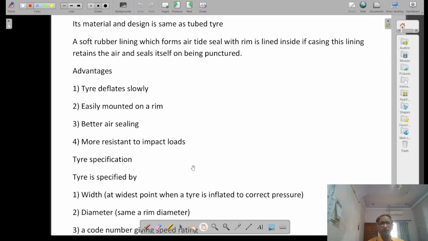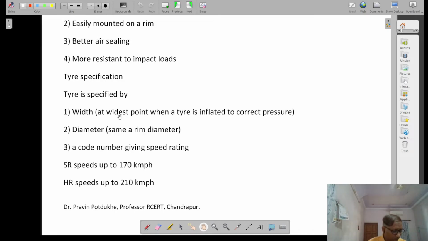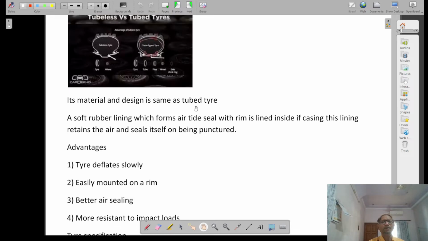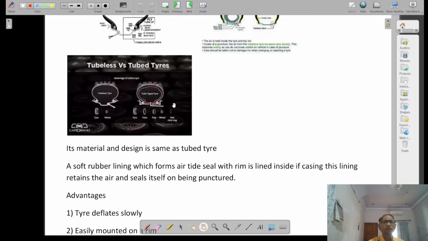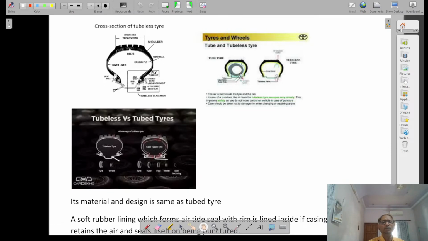Then the question is how tires are specified. Tires are specified by their width, at the widest point when the tire is inflated to the correct pressure. So we should know the width. What is the width of the tire? I'm just telling you this portion, from here to here. You can see this is the width.